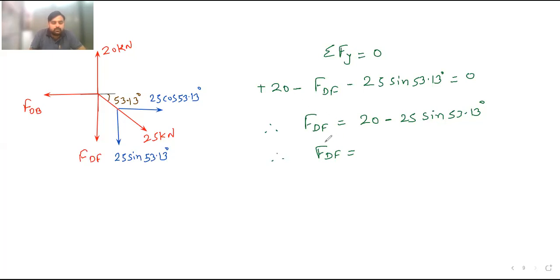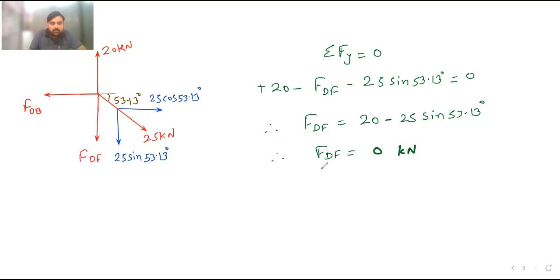No, sir. I think 0, sir. 20 minus 25 sin of 53.13, it is 0, sir. Yes, sir. So it is 0, sir. 0 kilonewton. Okay, so it is 0 kilonewton.